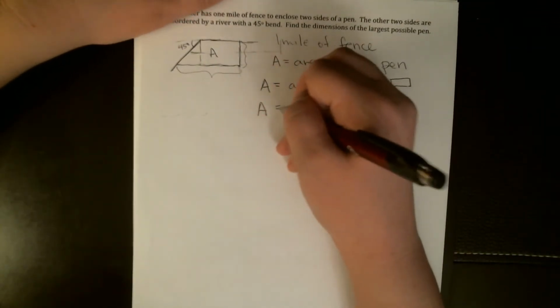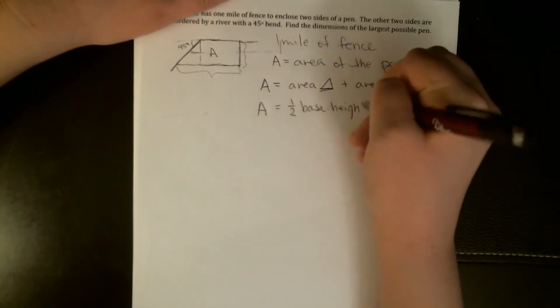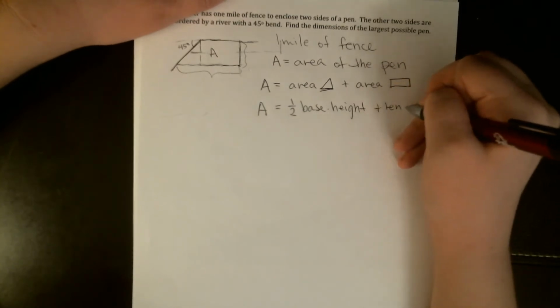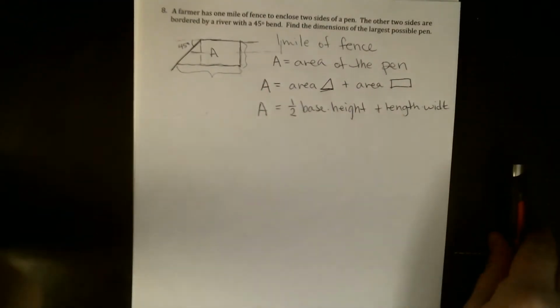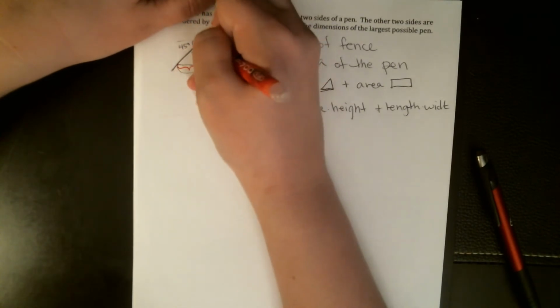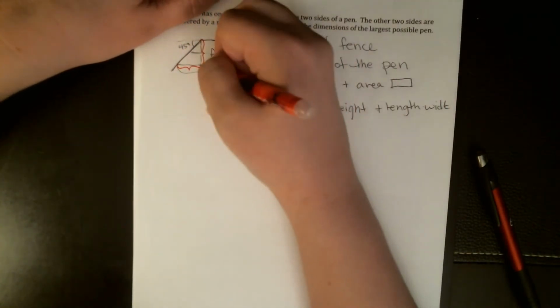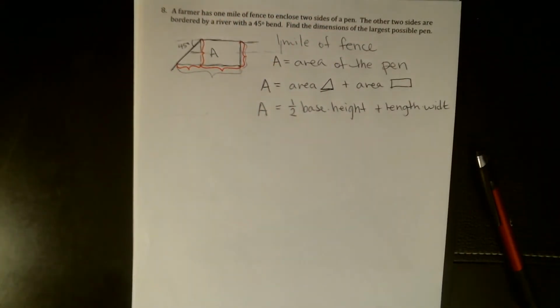Okay, so the area of a triangle is 1/2 base times height. And the area of a rectangle is length times width. So now when I'm looking back at the picture, now that I've chopped it up a little, I'm interested in the base and the height of the triangle. I'm also interested in the length and the width of the rectangle. And I'm looking for a variable that will be able to represent all of those. So again, I'm not saying every single one of those should be X, but I should be able to relate all of those back to X.